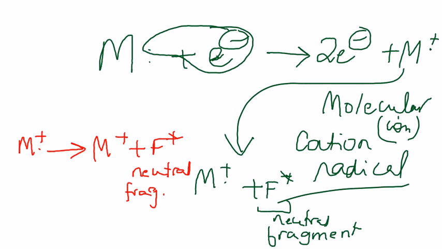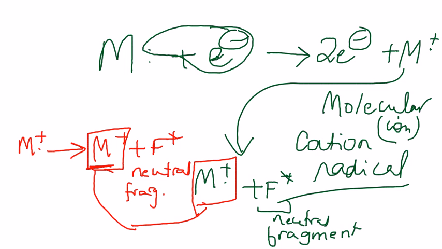And like I said, the molecular ion is a radical cation. The fragment ions, however, could be radical cations, or just could be carbocations. So either this M plus or M plus with a radical. These two are the ones that are going to be detected on a mass spec.